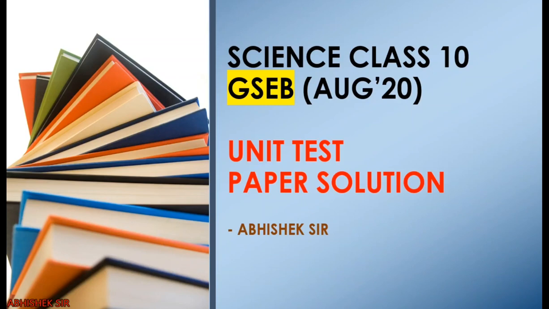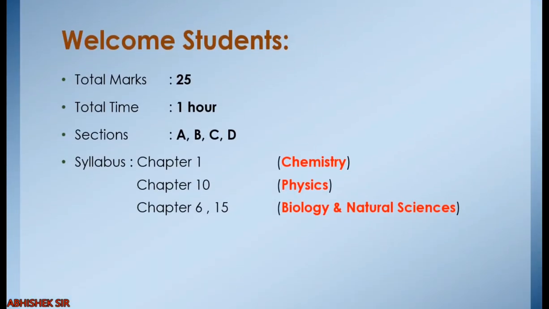Today we are discussing the GSEB unit test paper solution of subject Science Class 10. So you all know that the paper was very easy. It was of 25 marks. Total time given was 1 hour. There were 4 sections in the paper, namely A, B, C and D.